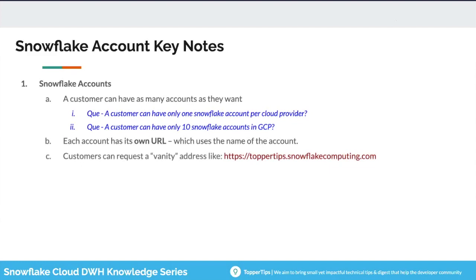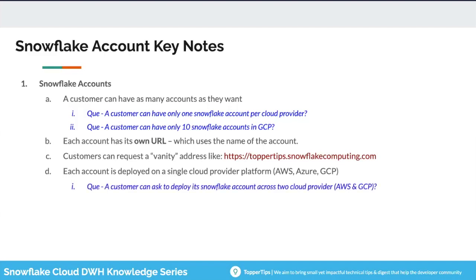A customer can request a vanity address like toppertips.snowflakecomputing.com. Each account is deployed on a single cloud provider platform. Either it could be AWS or Azure or GCP. A Snowflake account cannot be deployed on multiple cloud providers. So a question may come: a customer can ask to deploy its Snowflake account across two cloud providers like AWS and GCP. So the answer is no.